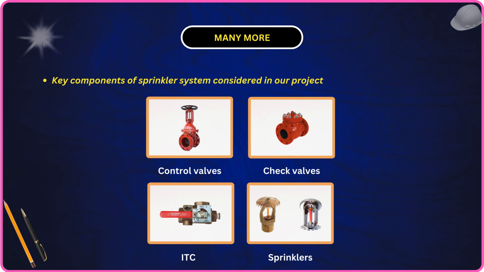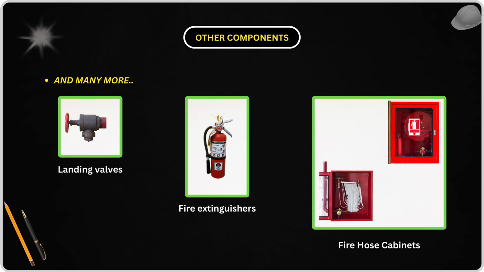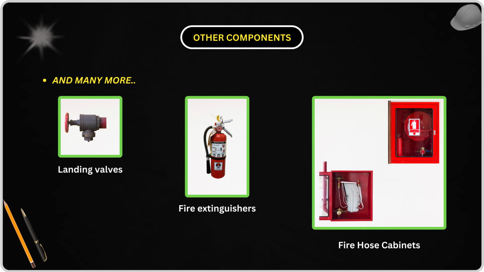Sprinklers. We use upright sprinklers where there is no false ceiling and pendant sprinklers where there is false ceiling. Landing valves. These are 2.5 inch hose connections installed in staircase areas. In this project, we shall use separate riser for landing valves.